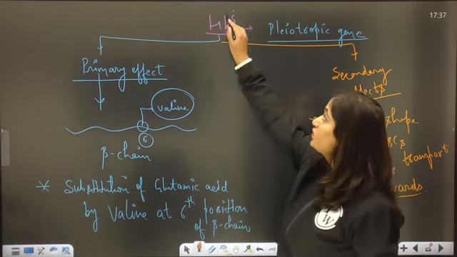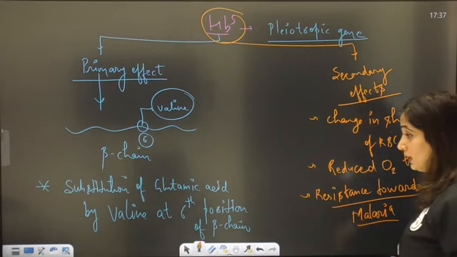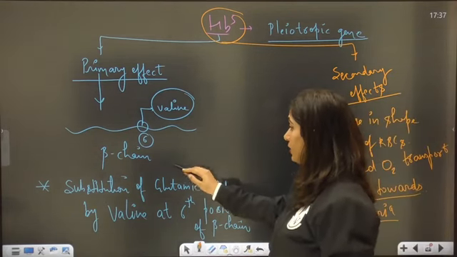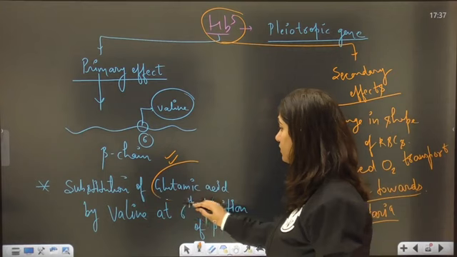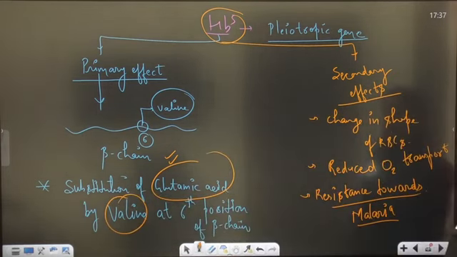So that is why HBS is a pleiotropic gene, because it has several effects on the phenotype. This change, glutamic acid replaced by valine, and these are the secondary effects. So there are some terms which are important regarding sickle cell anemia.